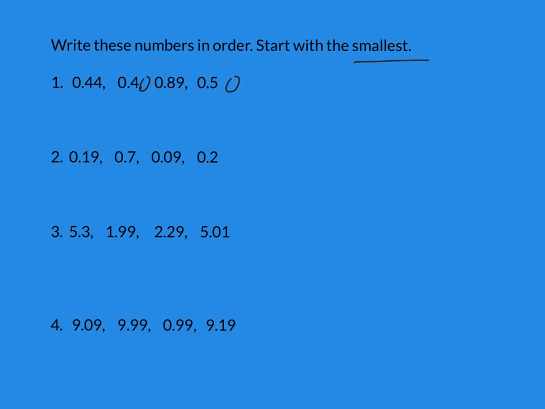So I'm just looking for the biggest number now, so 0 point after the decimal point, so that will be 89. So the smallest number then would be here, the 40, so in order 0.4, then 0.44, then 0.5, and finally 0.89. Okay, so I would like you now to complete questions 2, 3 and 4 on your own, so pause the video now.